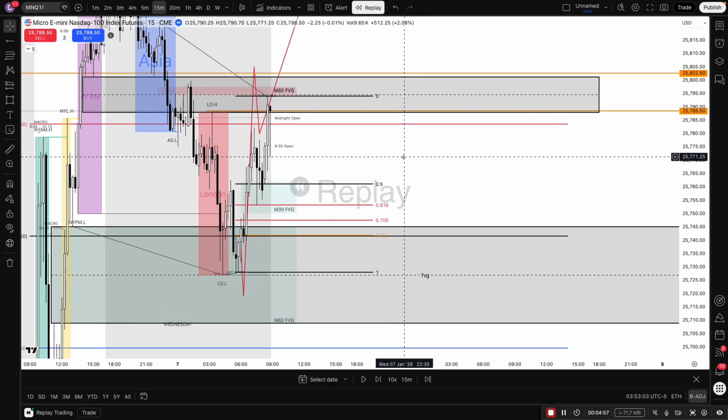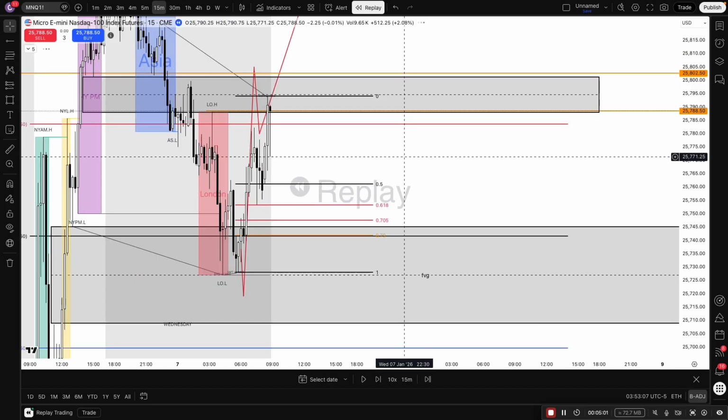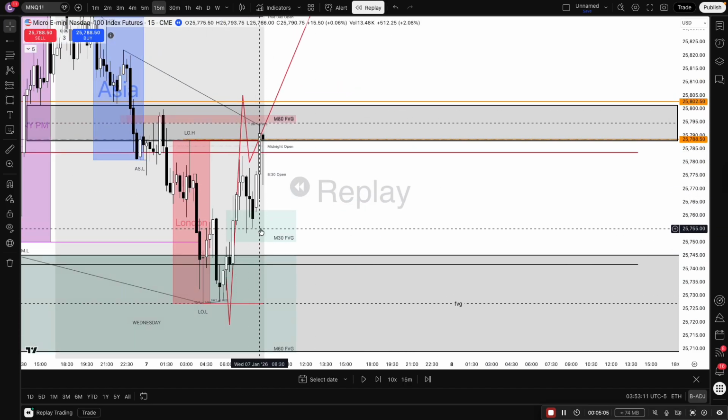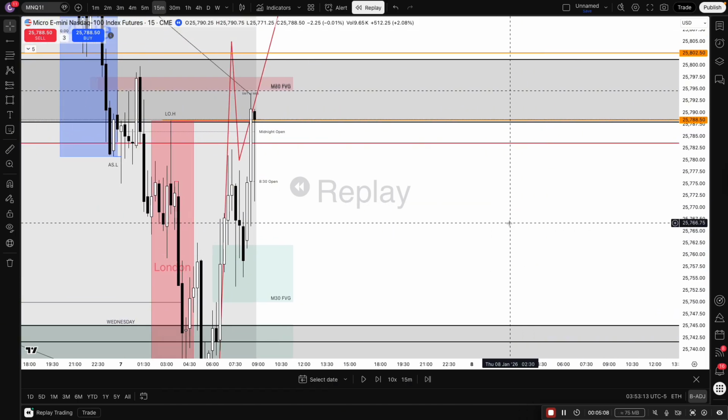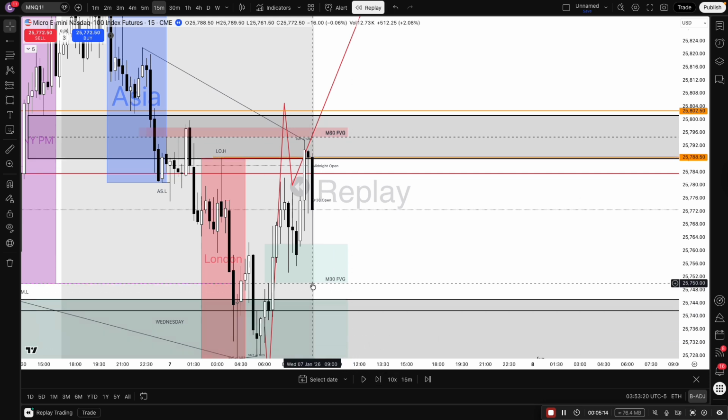Actually, I think this is mitigated. I think it looks just fine. I would go with this leg further up, just because equilibrium's already been touched and first presented already got tapped. That's confirmation for me that we probably don't have to come back into that leg. 9, let's go 9.15.